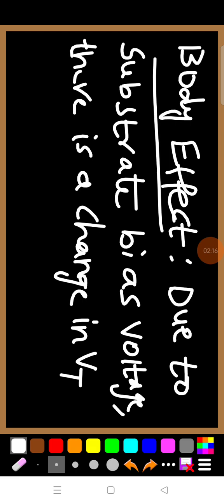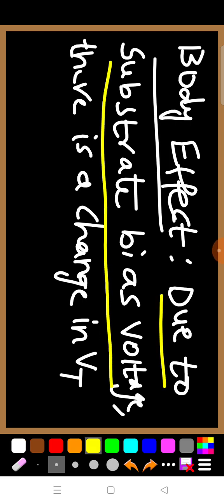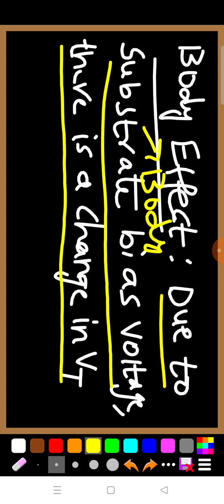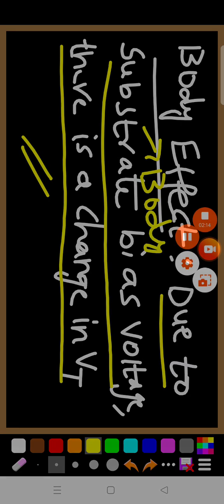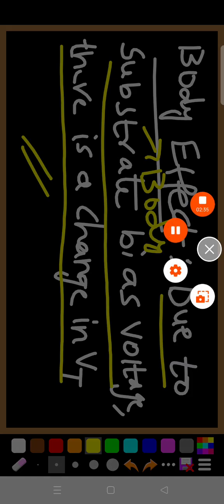In the form of a definition: due to substrate bias voltage, and the substrate is the body, there is a change in threshold voltage. This effect is known as body effect. Then we will see the channel length modulation.